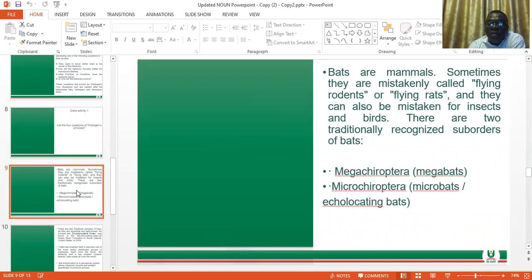We also went over bats. Bats are mammals. Sometimes people call them flying rodents or flying rats. It is surprising that they are grouped under mammals, and we say so because of a characteristic feature they have: mammary glands, which are peculiar to species belonging to the group of mammals. We have two major groups, the Megachiroptera and the Microchiroptera, the megabats and the microbats.